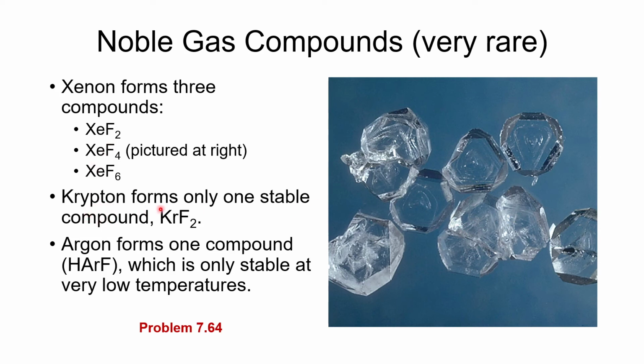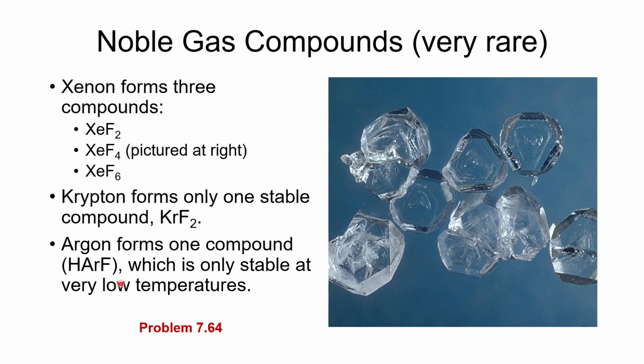All right. Krypton forms only one stable compound, krypton difluoride. Argon forms only one compound, HArF, and it's only stable at very low temperatures. And so you will find that the reactivity does increase as you go down, to the extent that it has any reactivity. Xenon is more reactive than krypton, but that just means it forms 3 compounds instead of just one. And argon is not very reactive. It forms 1 compound, but only at really, really low temperatures. If you heat it up to room temperature, it just decomposes into HF and argon gas.